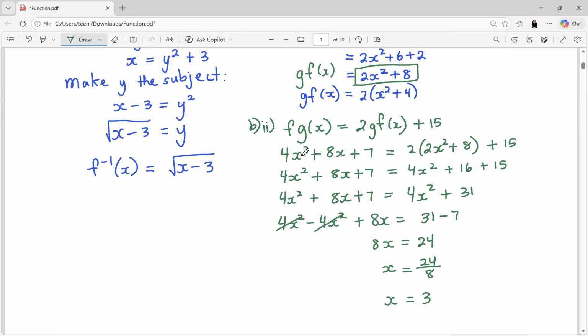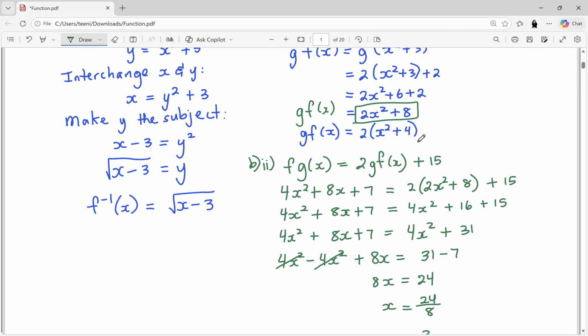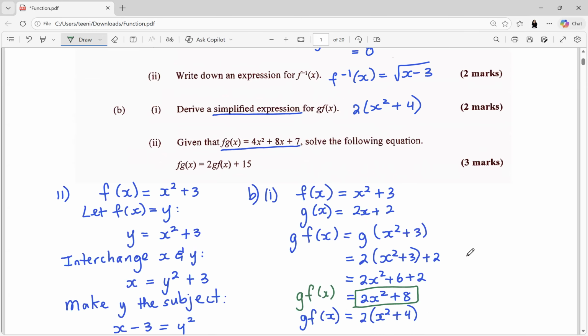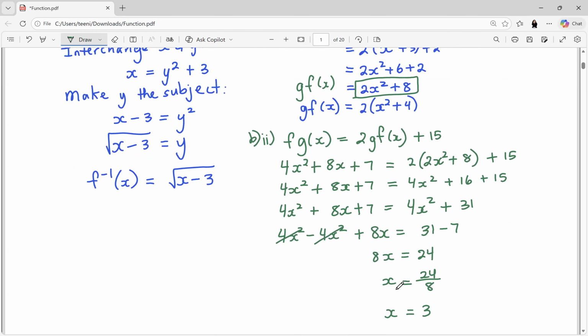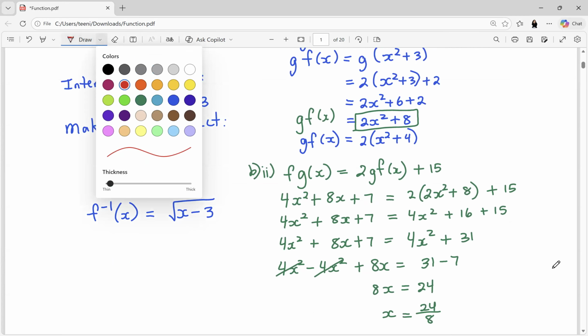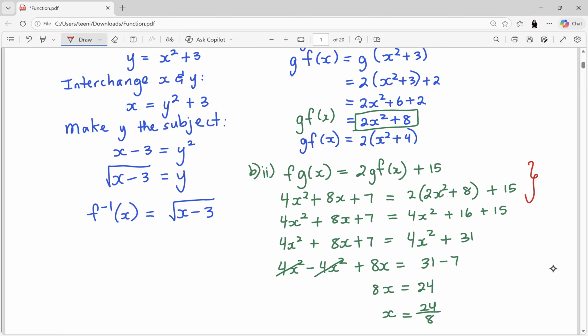So you'll end up with 4x squared plus 8x plus 7 is equal to, I expanded these brackets to give me 4x squared plus 16 and then plus 15. And then you continue to simplify until you reach the end. So this is a high level of algebra here, and that's why that part of the question was 3 marks. Now, let me tell you, even if you didn't get down to the end, like the solution itself, just being able to recognize this part here, that would give you 1 mark, right?